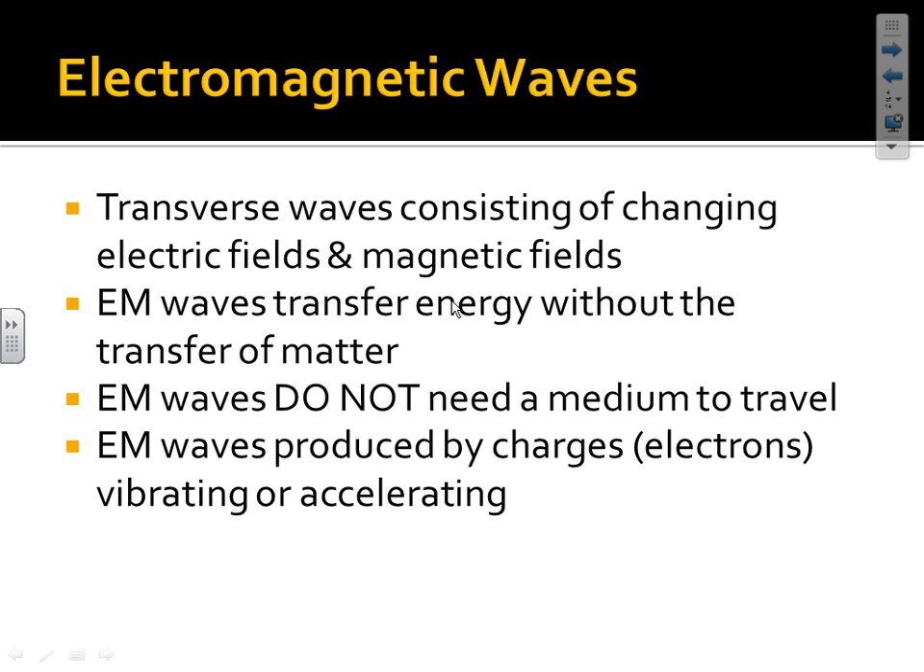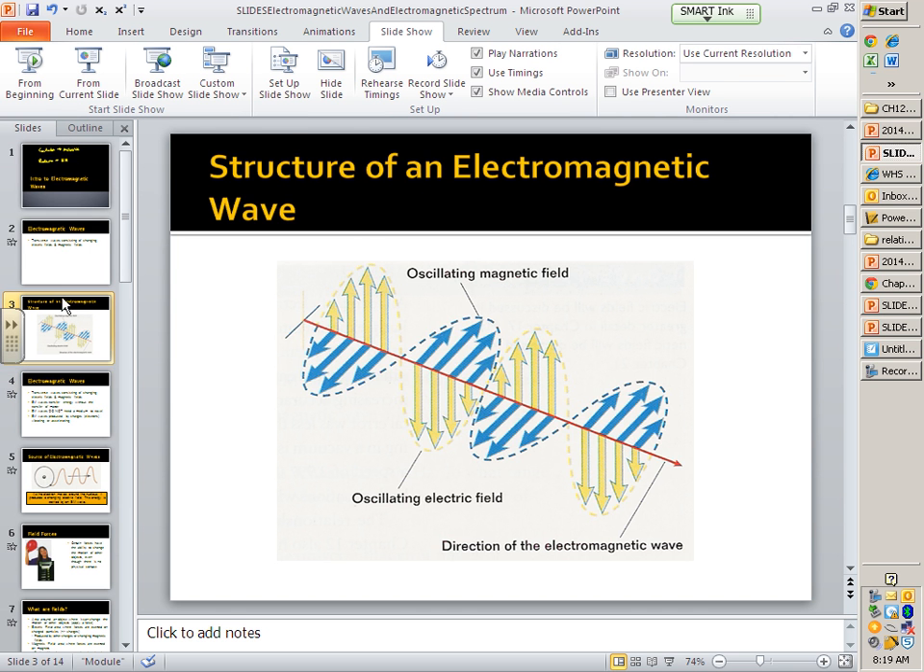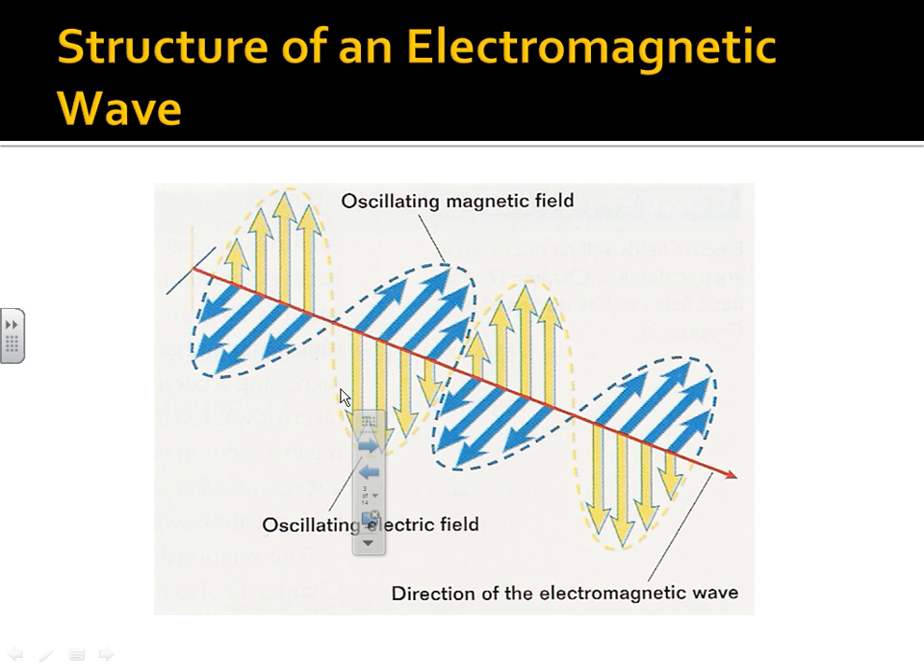Before we go on to the next part, this first definition: transverse waves consisting of changing electric fields and magnetic fields. This is what an electromagnetic wave would look like if you could see it, but it's hard to see the actual wave itself. We see more the effect of that wave as opposed to the wave itself. So this looks like a big jumble of arrows and dotted lines, and it kind of is. But you have to think of it as a two-dimensional representation of a three-dimensional wave.